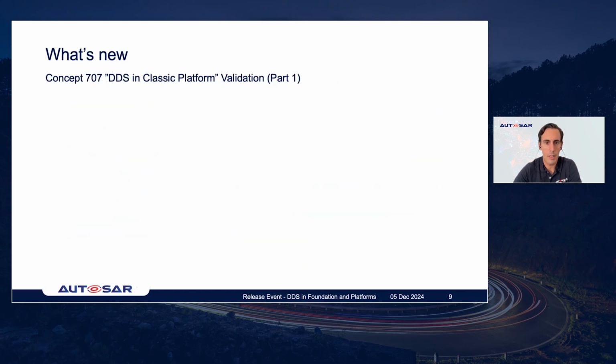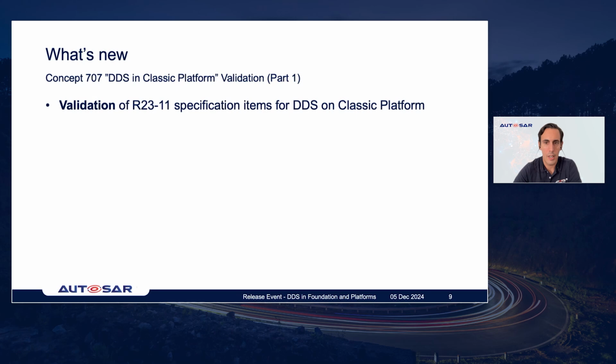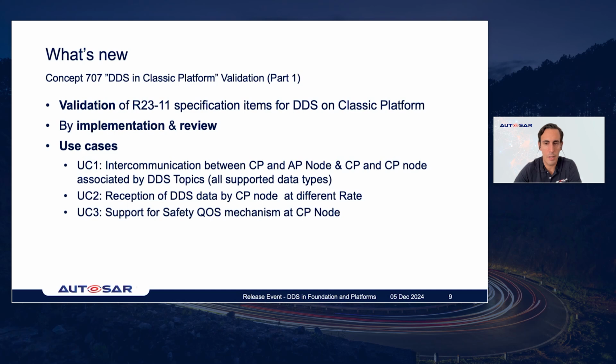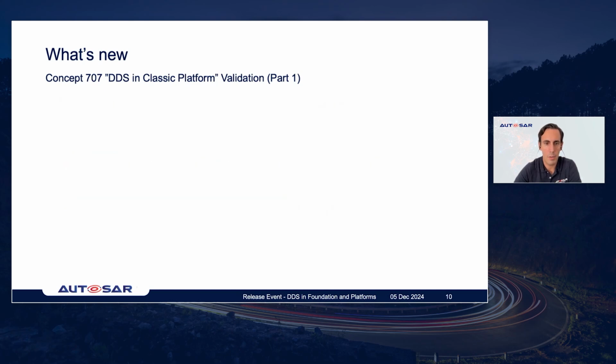Okay, so moving along, we are now going back to the classic platform and to concept 707, DDS in classic platform validation. This concept's goal has been to validate release 23.11 specification items for DDS on classic platform by both implementation and review. And we see that three different use cases have been considered here. So intercommunication between CP and AP nodes, and CP and CP nodes, reception of DDS data by CP node at different rates, and support for safety QoS mechanisms at the different CP nodes.